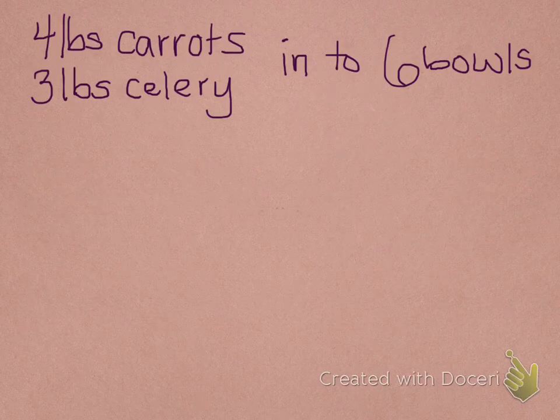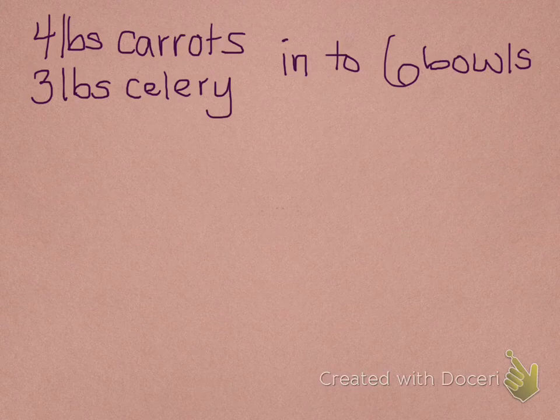Number 4 says Julio brought 4 pounds of carrot sticks and 3 pounds of celery sticks for school potluck. He had 6 bowls for serving the vegetables, and he wants to put equal amounts of carrots and celery in each bowl. Write an expression to show how many pounds of vegetables would be in each bowl.